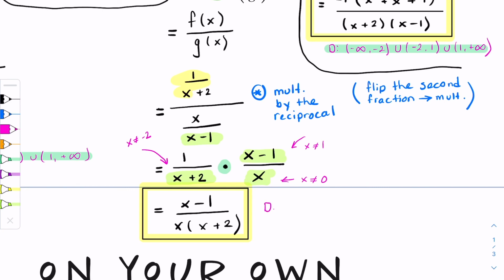When I write out the domain, it's going to be negative infinity to negative 2, negative 2 to 0, 0 to 1, and then 1 to positive infinity. Super important to know that domain. If you have any questions on that, please let me know.